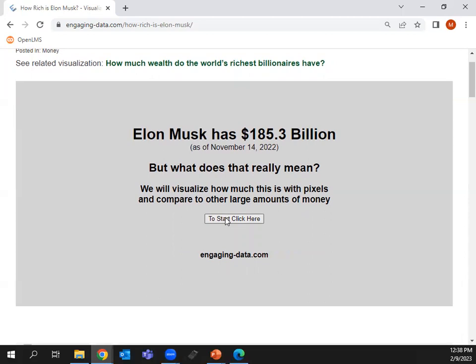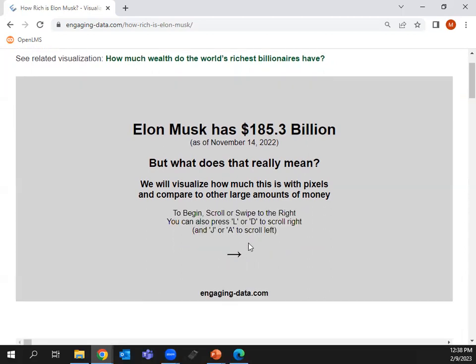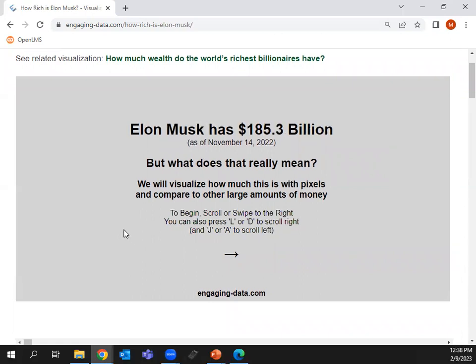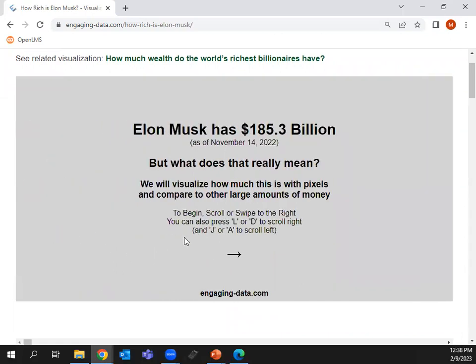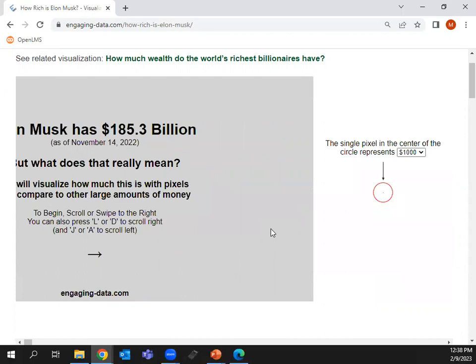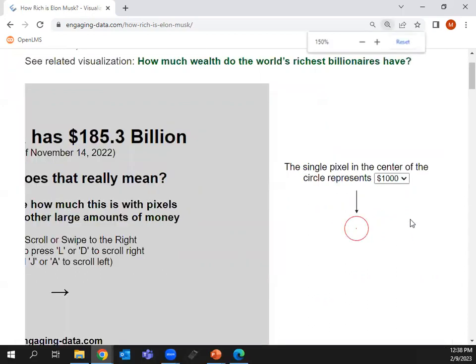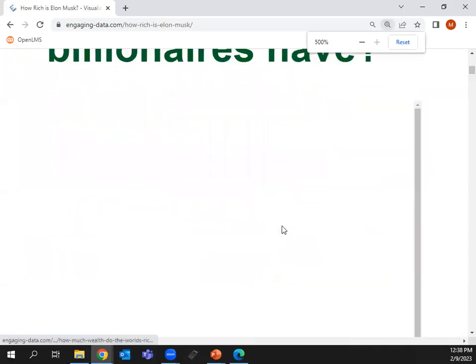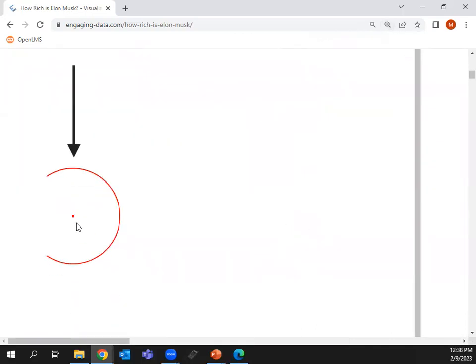So what you want to do is start, click here, click that. You click that, so you can scroll left or right. I'm going to recommend scrolling eventually. Start slowly first, or you can go L and D. You can also press L and D to scroll right. So you see this little tiny red dot here? That's a pixel on your screen. It's a single dot. There's millions of dots on your screen. That's $1,000. That tiny, tiny red dot, which I can't even zoom in enough to see, is $1,000.